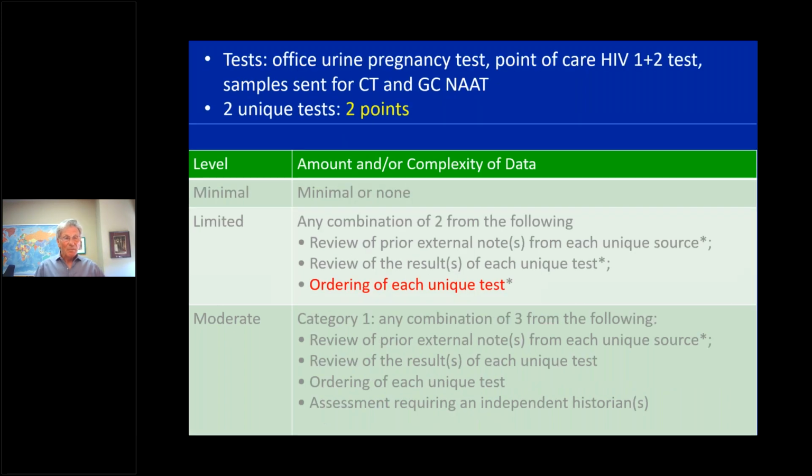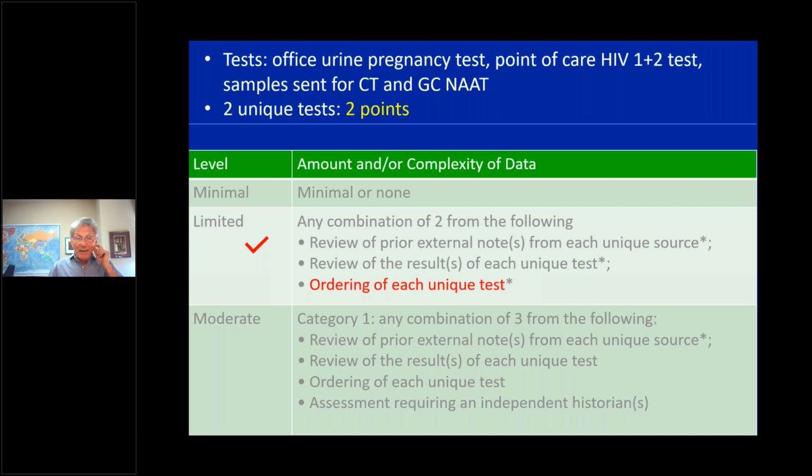Next. So the next is the amount and complexity of data. Okay? And then here's where we get into the new. So the pregnancy test and the point of care HIV 1 and 2 test, we're going to bill for separately. So we can't count those as tests that were ordered. But samples were sent for gonorrhea and chlamydia. And so we get 2 points, one for the gonorrhea, one for the chlamydia, for those tests that we ordered.